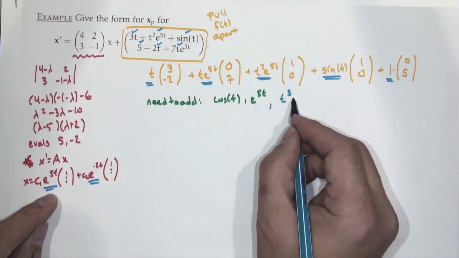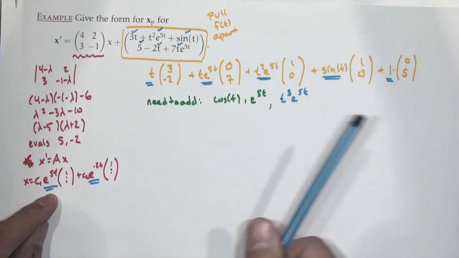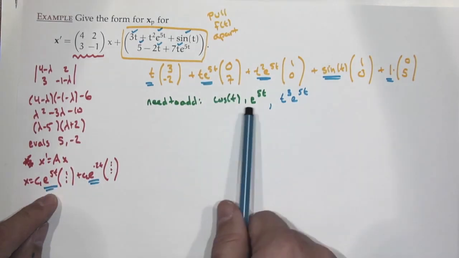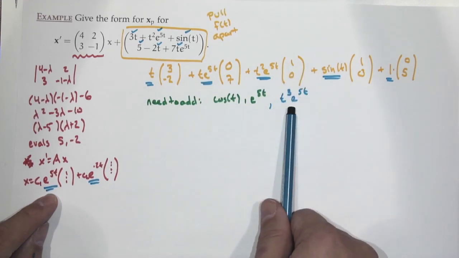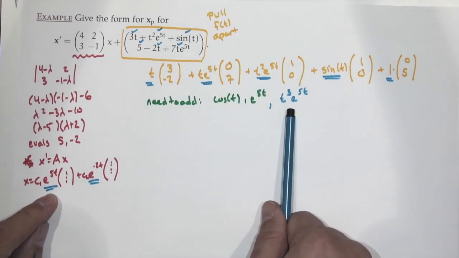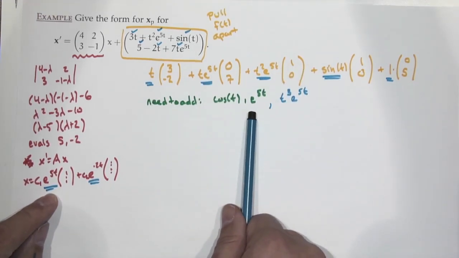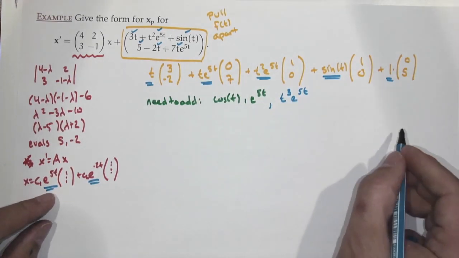T cubed. Why? Well, because we already have e to the 5t, we already have t e to the 5t, we already have t squared e to the 5t, so we need to add the next one up, which is t cubed e to the 5t. We keep e to the 5t. That stays there. All right.